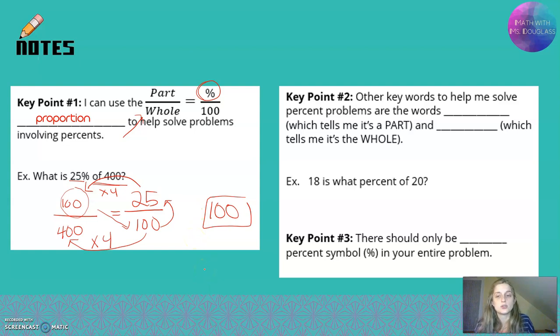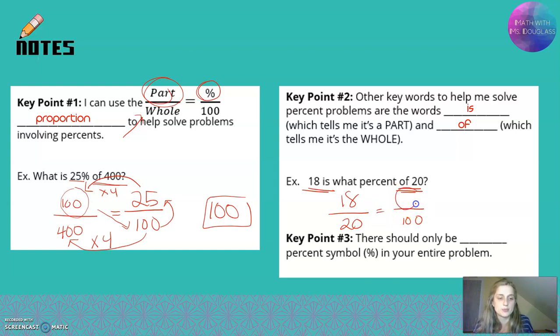There are two key words when we're reading word problems: the word "is," which tells you we're talking about the part, and the word "of," which tells you we're talking about the whole. So let's look at another one that doesn't involve a percent symbol. 18 is going to go in the spot for part, on top. What percent of 20? "Of" means we're talking about the whole, so we go on the bottom. I know that percents are always out of 100.